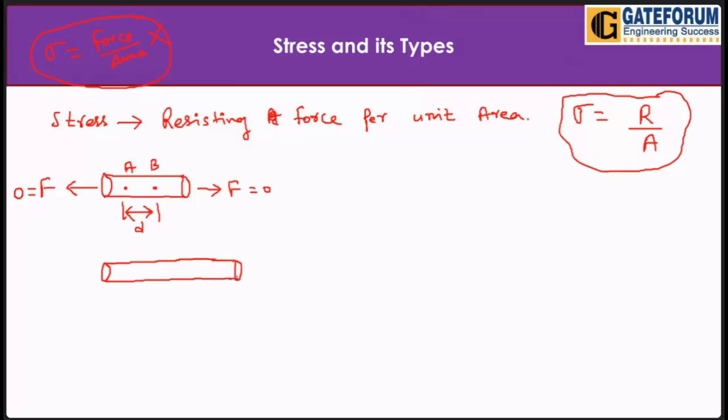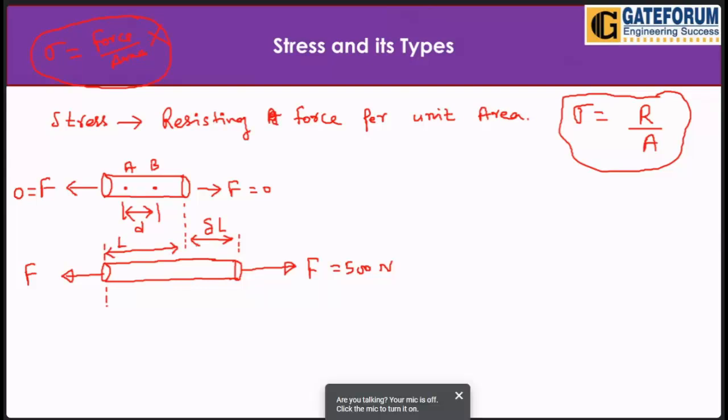The overall length of the bar increases first of all. If we apply some amount of force, 100 Newton, 500 Newton, whatever the value of load applied, let's say 500 Newton load is applied here, the overall length increases. Delta L is the change in the length of the rod, and the actual length was L. The actual length was L, and the overall length increases by delta L.